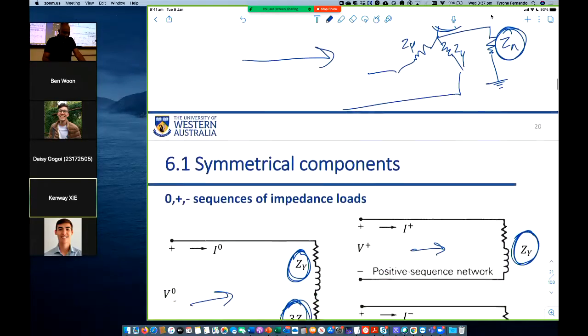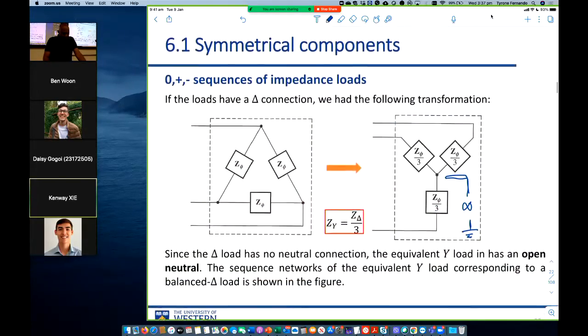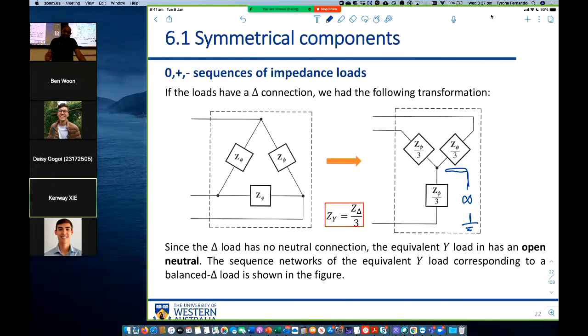Right? That's what we have. So that's a star connection that we looked at, a star connection with the neutral point connected to ground. That's what we looked at. And now we're going to look at a delta network, delta impedance.